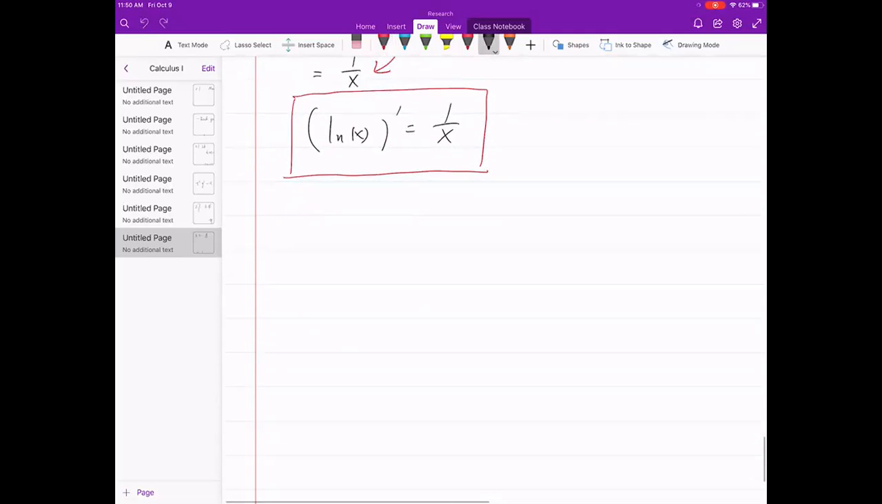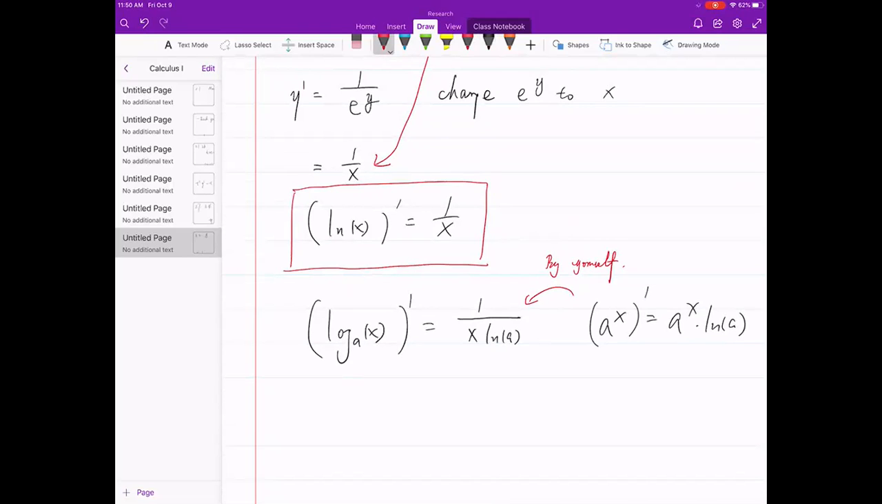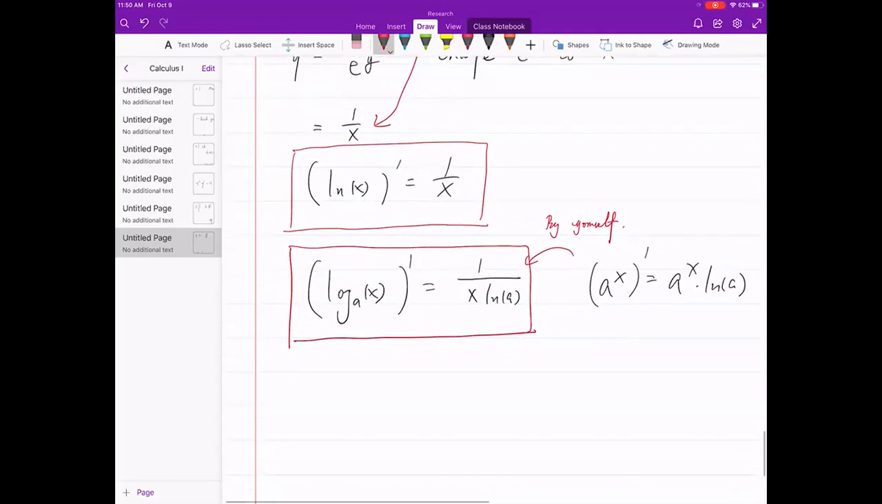What about a to the x? If you take log a, something other than e, you can quickly do it yourself. I'm just going to skip it. It's going to be 1 over x, but then times ln a. This definitely comes from this. Okay. Try to do it by yourself. It will be very similar to what we just did for ln, but now this works for any base.